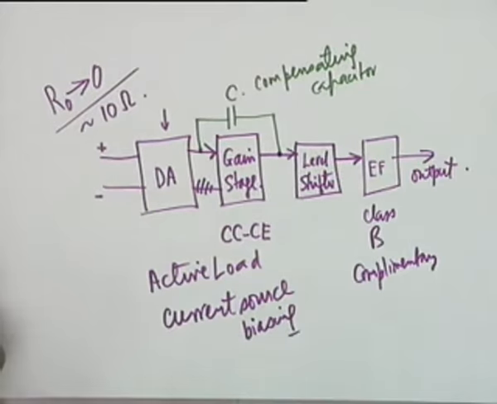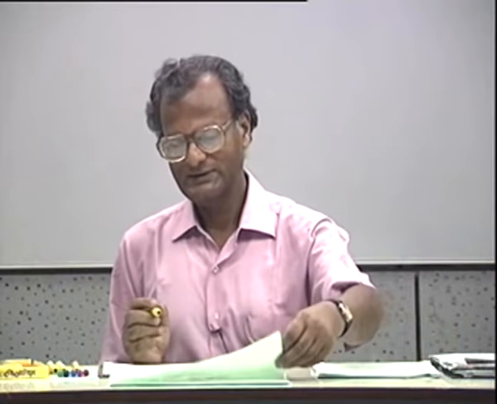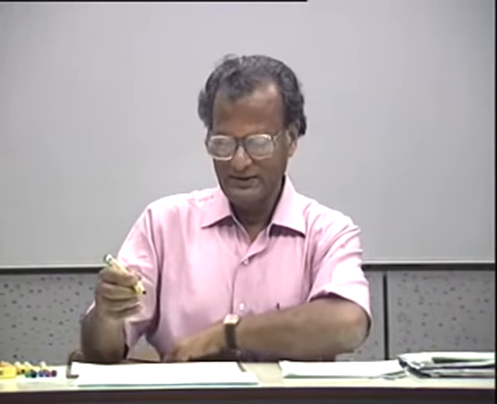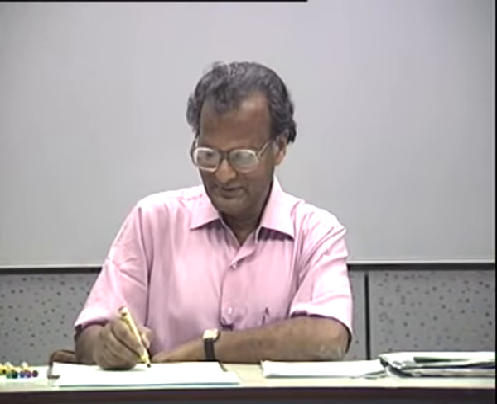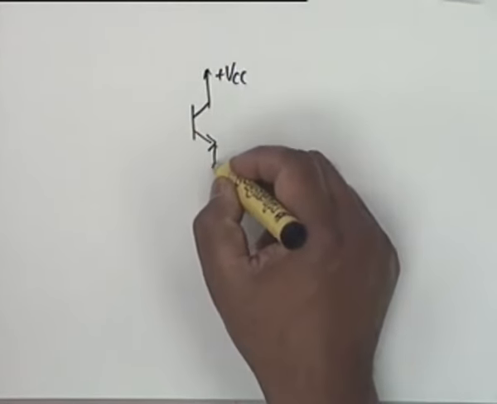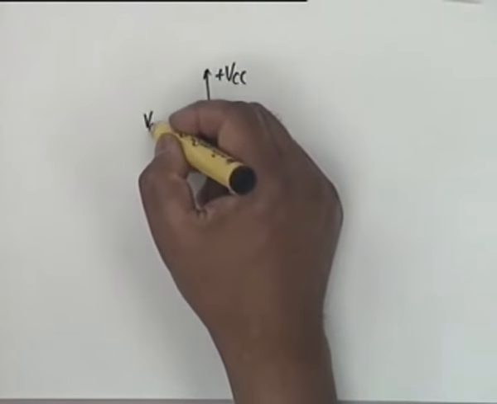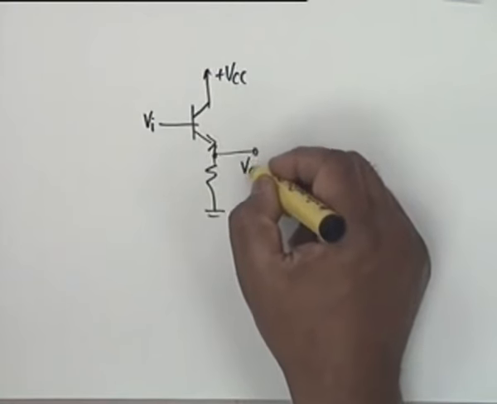Let's look at level shifting. There are various possibilities of circuits, and some of the simple ones which are used in op-amps I shall describe. Suppose you have a simple emitter follower plus VCC and then a resistance. This is your VI and this is V0.